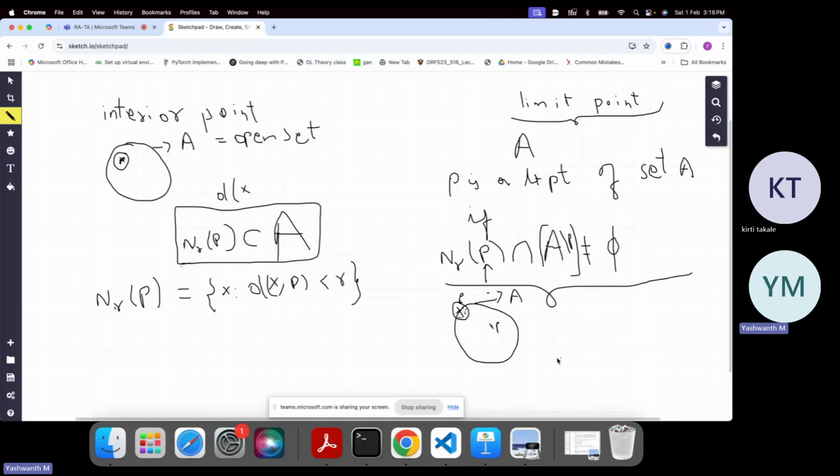Now a set is a closed set if it contains all its limit points. So the limit points of set A should lie in the set. This is a very abstract definition of a closed set. This is what I wanted to tell before we start the problem solving session. Any questions on this? I can go over it.